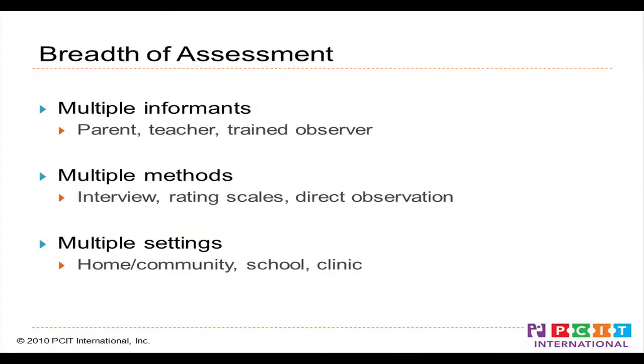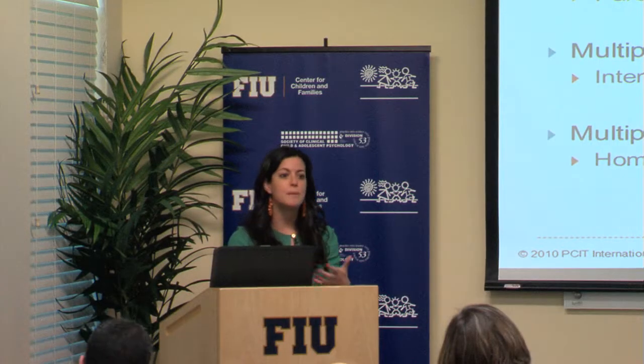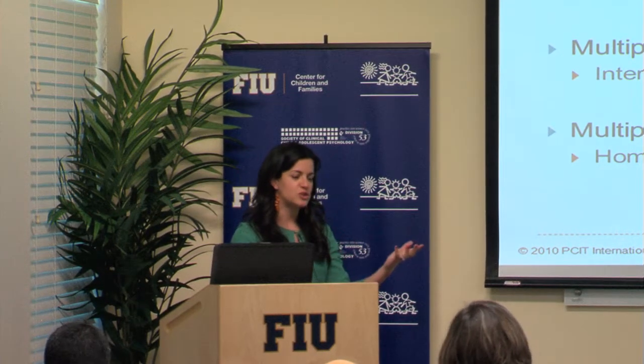We also use multiple methods, so it's really important to get very solid background information and to do your interview and rating scales, and we'll talk about the important rating scales that you want to make sure that you include. And like I said, direct observation. So the trick about direct observation is that it can be really, really useful, and it's a fundamental part of research studies because you need somebody who's not biased. They go into the classroom and they're potentially masked to whether or not a child has gotten the treatment or not. The hard thing about direct observation is that you don't always see the behavior you're going to see.